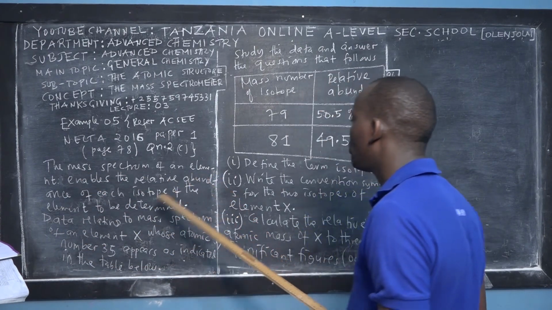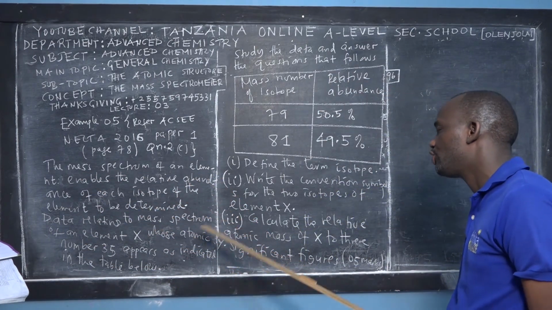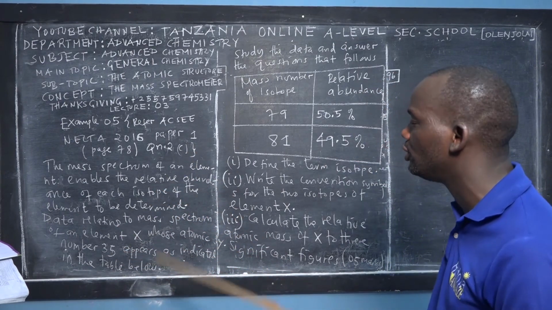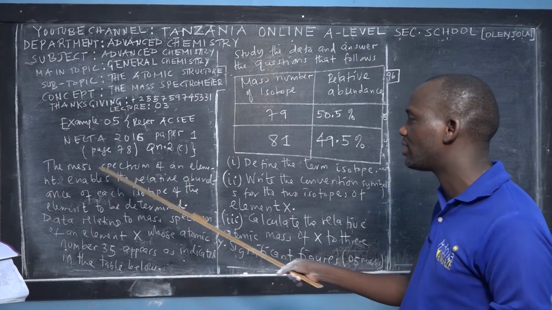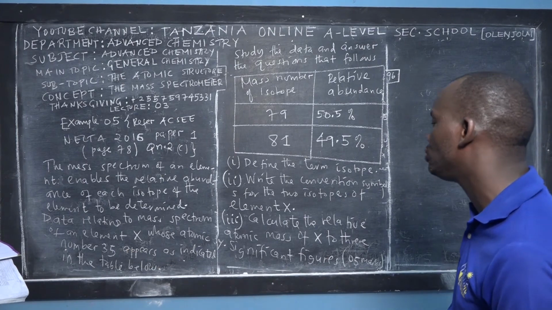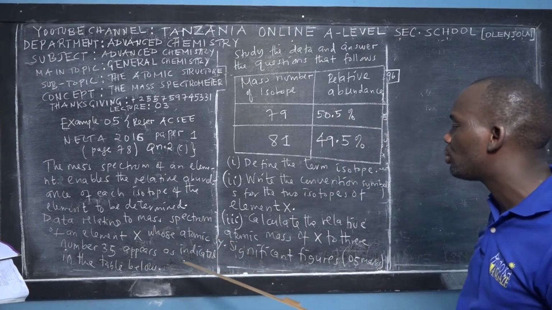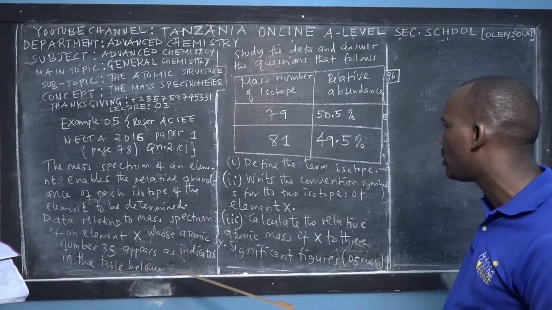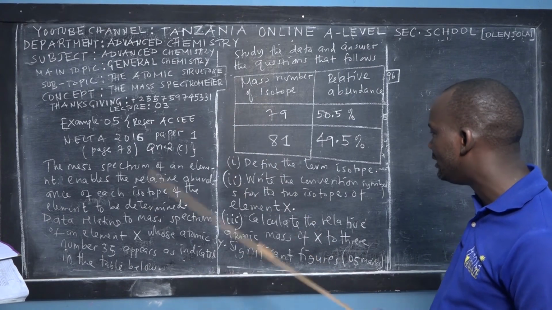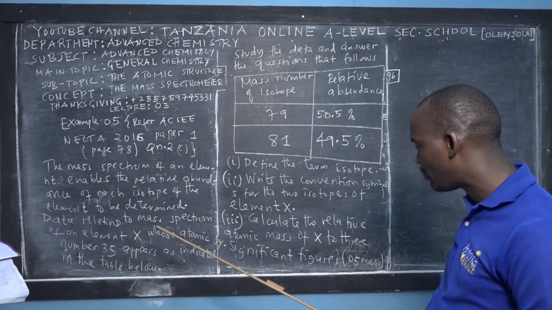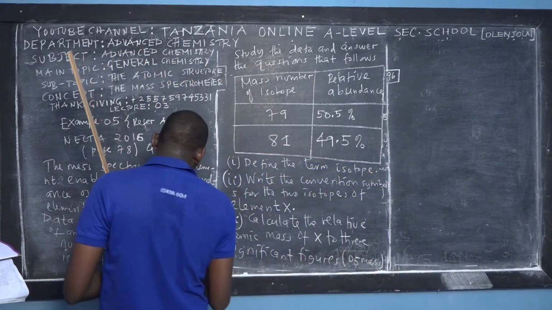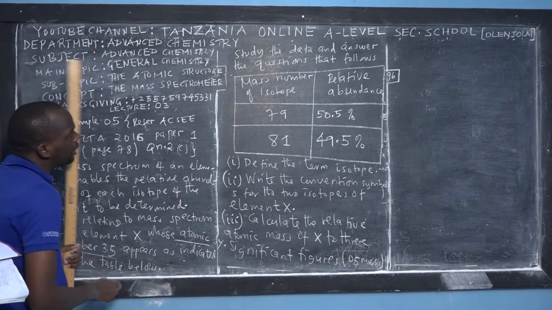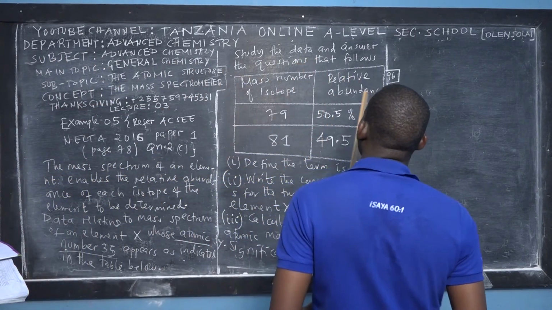Okay, the mass spectrum of an element enables the relative abundances of each isotope of the element to be determined. That is the main function of a mass spectrometer, which gives us the mass spectrums, as I told you in lectures 1 and 2. Data relating to the mass spectrum of an element X, whose atomic number is 35, appears as indicated in the table below. So the atomic number is 35. Because you have read the questions, I'd like just to underline some of the keywords. Atomic number is 35. Study the data and answer the questions that follow.